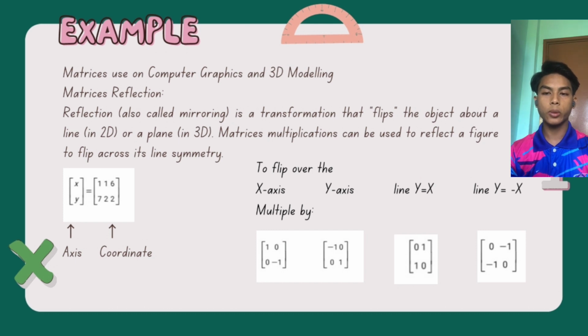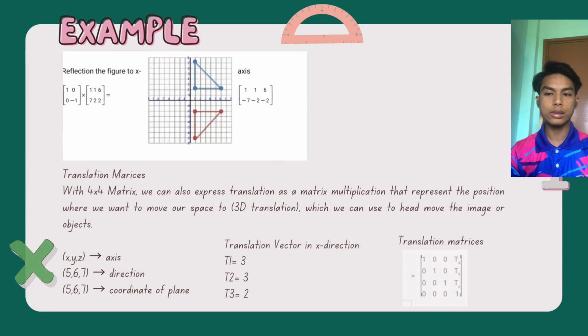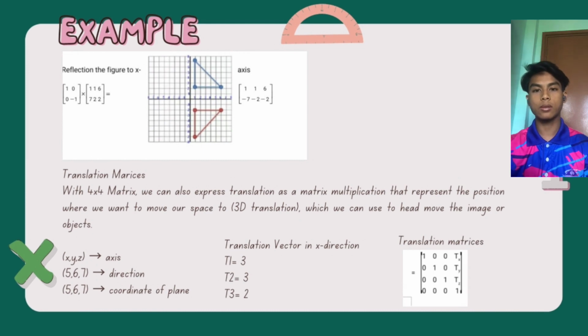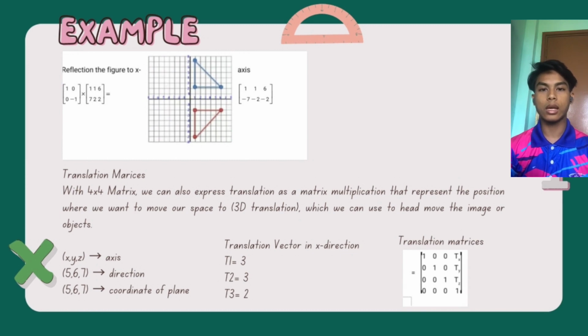From an application in computer graphics, we can give an example about matrix reflection. Reflection, also called mirroring, is a transformation that flips the object about a line in 2D or a plane in 3D. Matrix multiplication can be used to reflect a figure, to flip it across its line of symmetry. The example given is only the axis coordinates and the predefined matrix. To flip over the axis, we have to multiply the coordinates by this matrix, as shown in this slide.